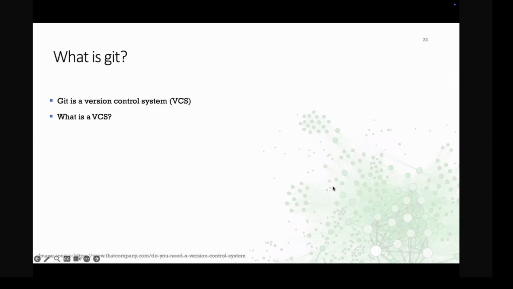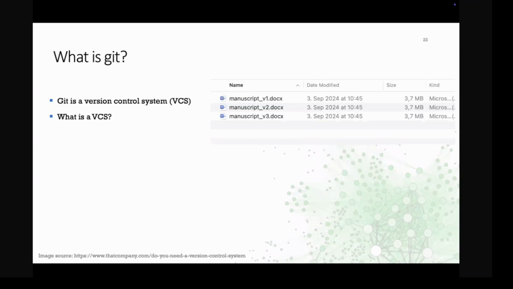So, what is Git? I think most of you have used it. It was at least half of you. So Git is a version control system. What is a version control system? That builds on the idea that Ivo presented earlier today.